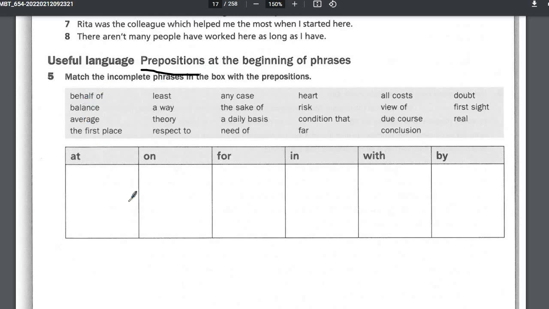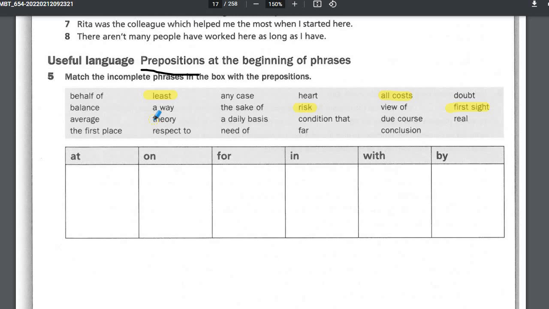Okay, I'm going to give the answers in 3, 2, 1. Try your best. Feel the language. If you have doubts, try them. At behalf of, at balance. Oof, I don't know. You can try all the prepositions, see which one sounds best. If it helps, better than nothing. Okay. So I'm going to give the answers.